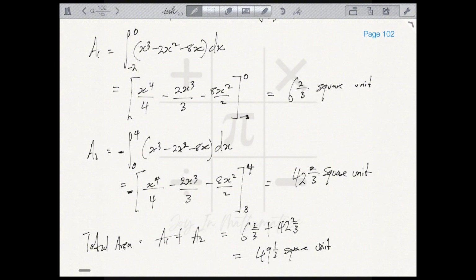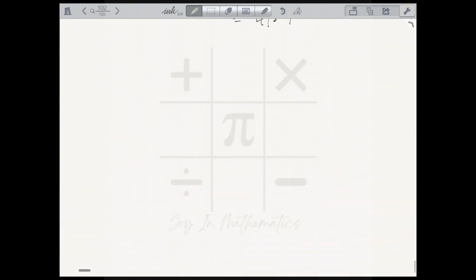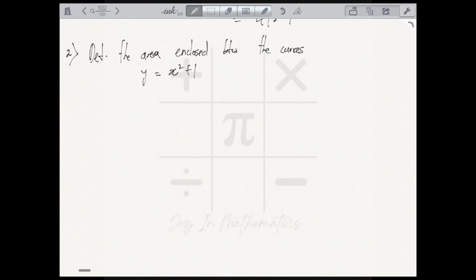Now let's take another example on area between the curves. We are asked to determine the area enclosed between two curves. One is y is equals to x squared plus 1, and the other is y is equals to 7 minus x.